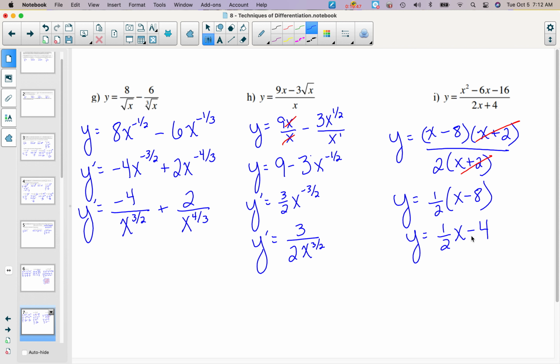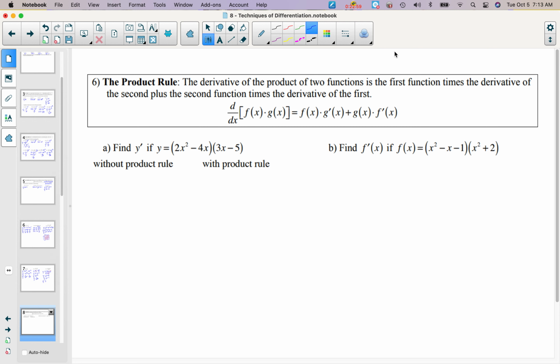Now notice this is still y. That's why it's important that you label things. I haven't even done the derivative yet. So now I'm ready to do the derivative, and I just get 1/2, and that's done. So I'm going to stop there, and we will pick it up with the product rule another day. Just make sure that you have your notes filled out.